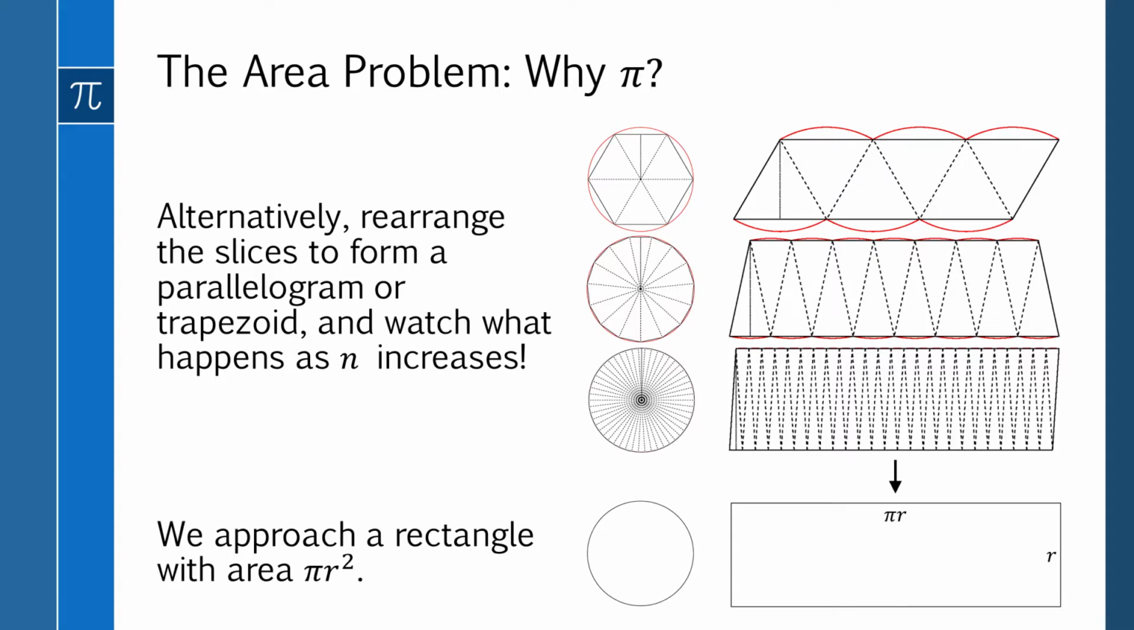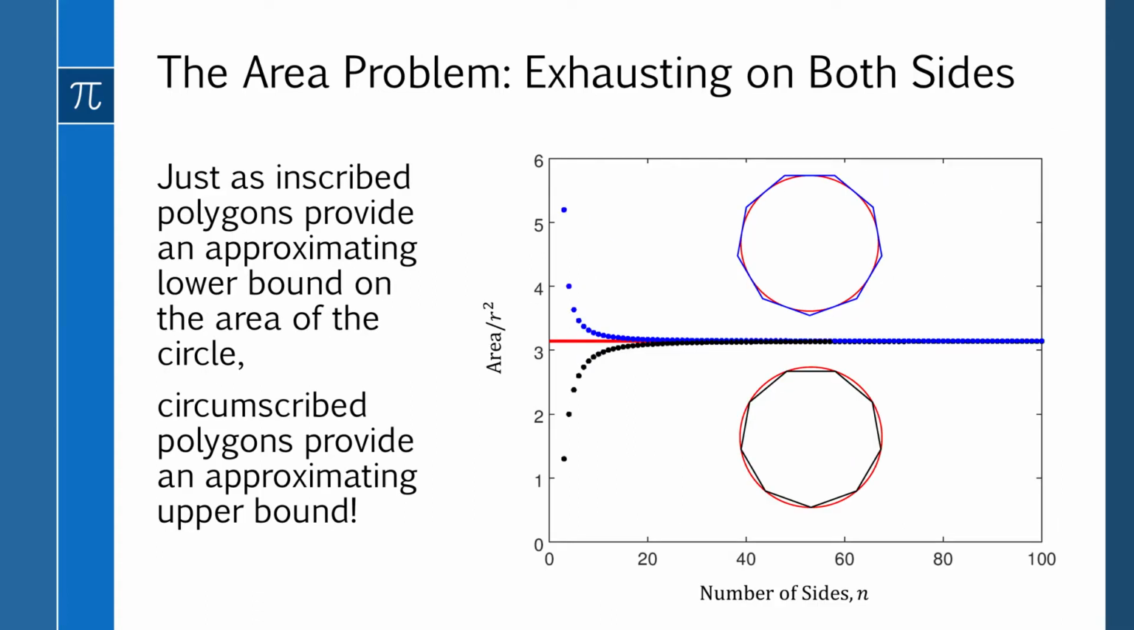Now we inscribe polygons, but there's no real reason to do that. You could put them outside. You can circumscribe the polygon. And if you do that, you're going to be always bigger than the area of the circle, but you're again going to be approaching it as you increase the number of sides. So the inscribed polygon areas approach the true area from beneath, and the circumscribed polygons approach the true area from above.